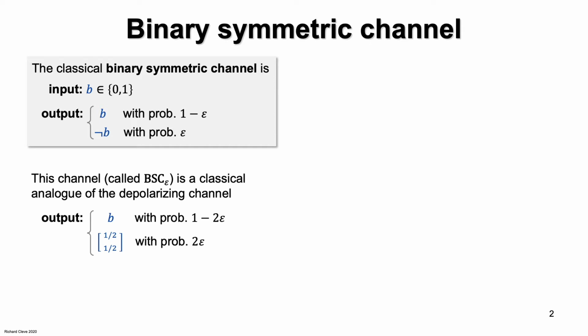This channel can be viewed as a classical analog of the depolarizing channel. Remember the depolarizing channel that takes a qubit as input and produces as output a probabilistic mixture of that state and the maximally mixed state? The binary symmetric channel outputs the input bit with probability 1 minus 2 epsilon and the classical maximally mixed state with probability 2 epsilon. The classical maximally mixed state is a uniformly distributed random bit.